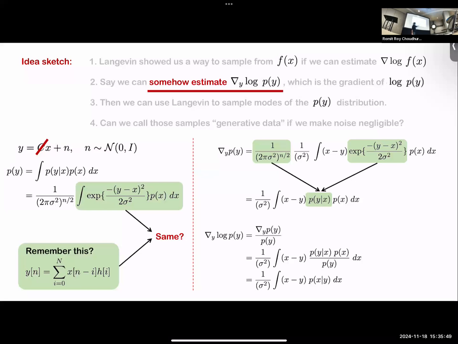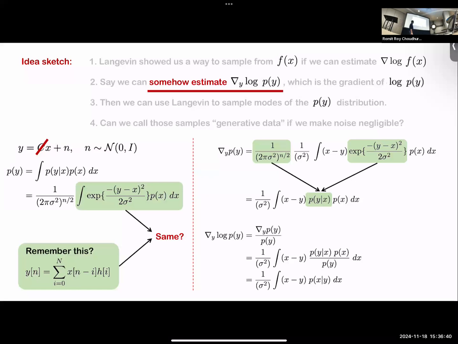Look, grad_y log p(y) is 1 by p(y) times grad p(y). Right? Remember, Hinton was asking for this. We have grad p(y) over here, which is this, and we divide by p(y), which is here. So when you divide this, see what happens. X minus y comes from here, this p(y given x) times p(x) is here, and you divide this by p(y). True? This p(y) just comes and sits here at the bottom.